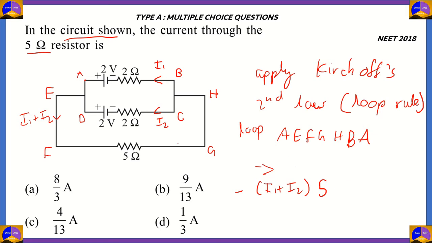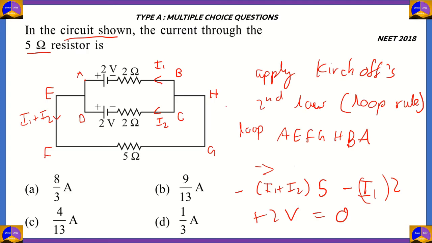Next, when we go along the loop, we go to the arm BA, and in the arm BA you also have a 2 ohm resistor, and we have the current I1, so we need to subtract 2 times I1. And then since from the negative part of the battery we're moving to the positive part of the battery, there is an increase in voltage by 2 volts. So plus 2V equals 0.